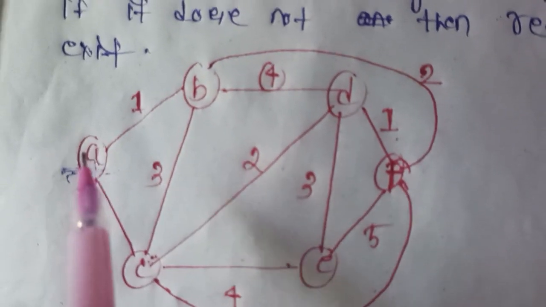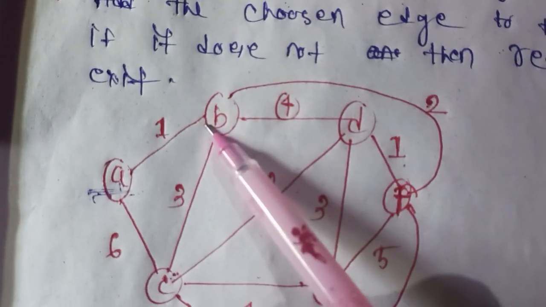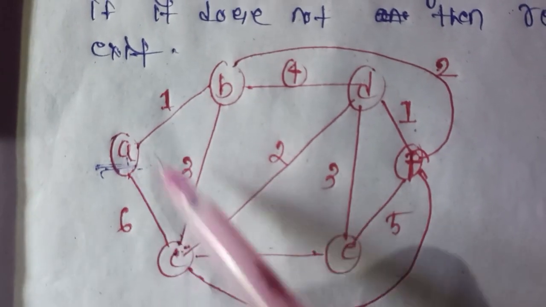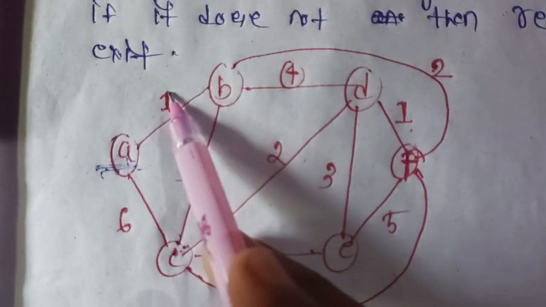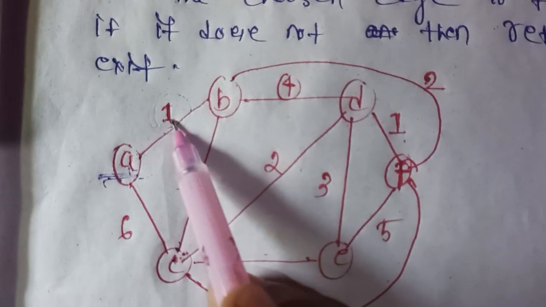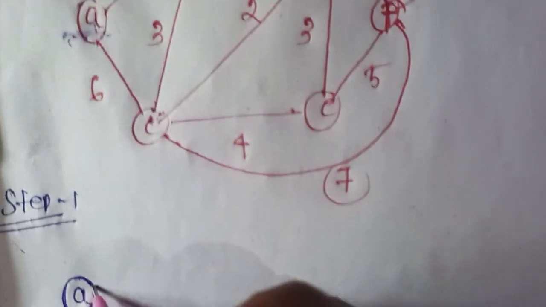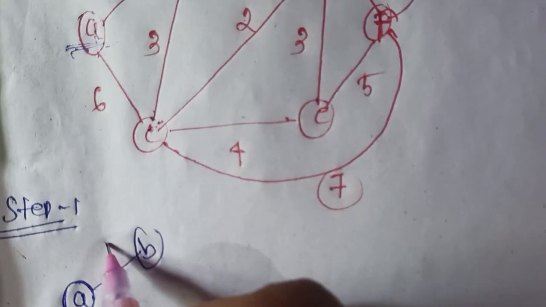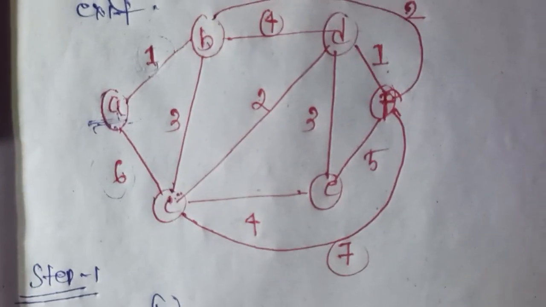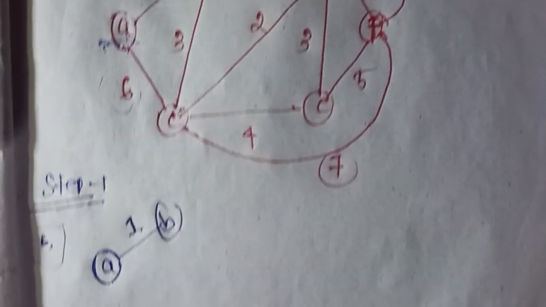Here the adjacent edges from node a: a to b is 1, a to c is 6. So two edges are there. Find the minimum weight; the minimum weight here is 1. So we simply draw a to b. Step 1: a to b, the weight is 1, and the remaining weight here is 6. So we can write on the back side that 6 is remaining.